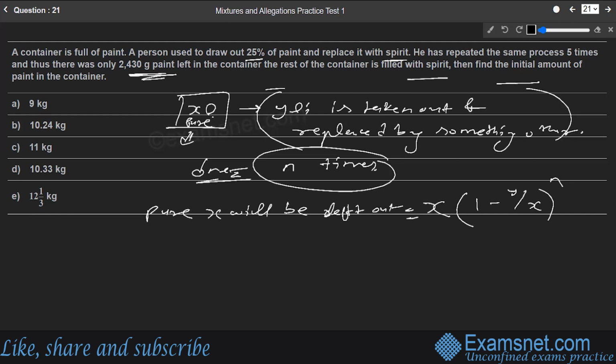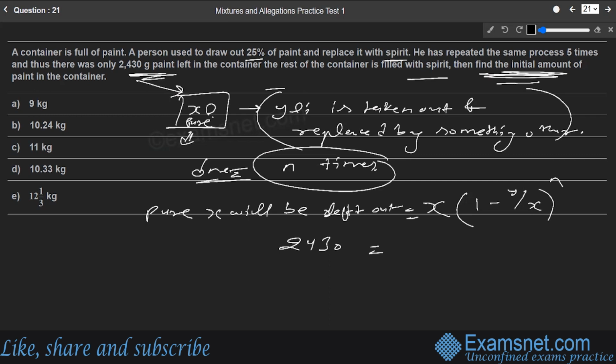So we can relate this formula to the situation given to us. They say a container is full of paint, so the pure quantity is X liter, and 25% has been drawn out, so that Y part can be related as 25% or 1/4 of the part, and then replaced by spirit, and the process is repeated 5 times. That means in all the process is done a total of 5 times, and the value that remains is 2430 grams. The left out part is 2430 gram, and the original amount is not available with us. That's what we are supposed to find out.